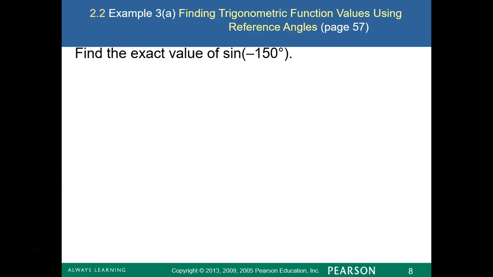All right, so here's another exercise. We're going to find the exact value of sine of negative 150 degrees. Okay, so this angle, negative 150 degrees, is less than 0 degrees. So we need to find its coterminal angle. That's step 1: find the coterminal angle between 0 and 360. So we're going to add 360 to this.